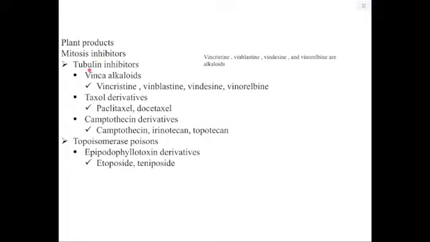You can have those which are tubulin inhibitors, where you have the vinca alkaloids. But now we are looking at taxane derivatives from the plant, which are still tubulin inhibitors, still mitosis inhibitors, and you have paclitaxel and docetaxel. Then you also have camptothecin derivatives, where you have camptothecin, irinotecan, and topotecan. So these are a particular group of plants.